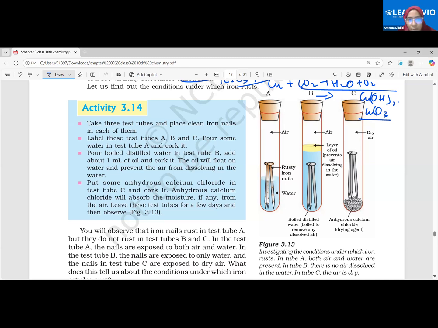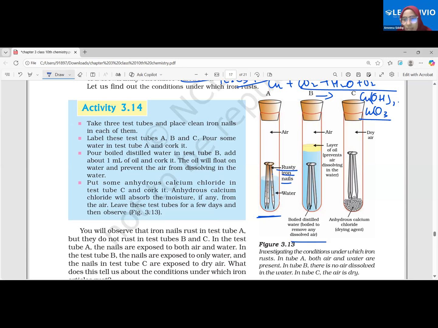See, bachche, I'll not go through this here. You can go through it very clearly, but I'll discuss exactly what is written. We have the nails in this figure. We have nails, water, and air, but there is nothing to prevent the contact between air, water, and the nails. So obviously it will get rusted. You can see they get rusted, right? This part would be understood.